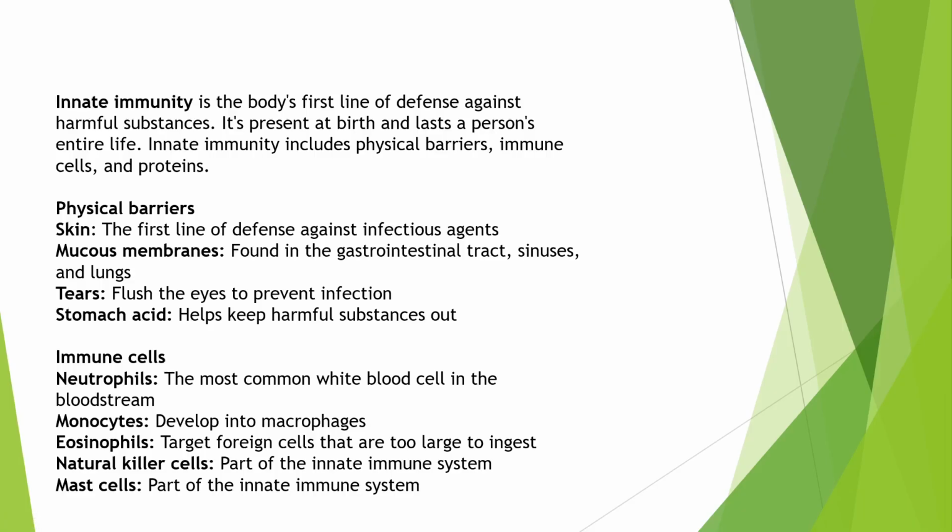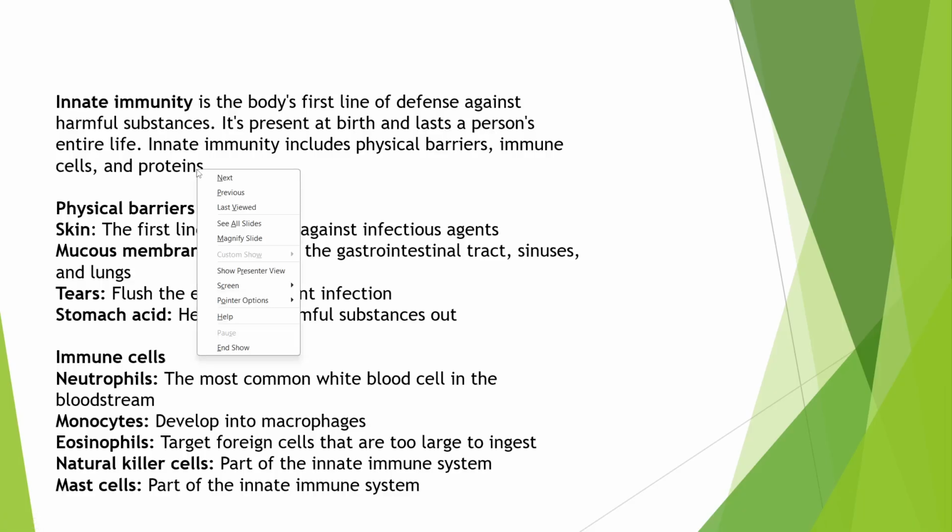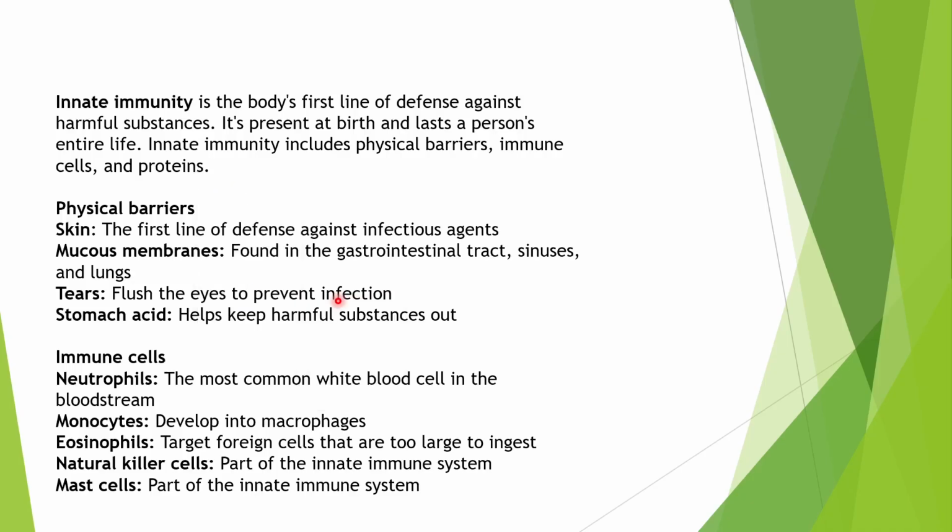So the next is innate immunity. It is the body's first line of defense against harmful substances. It is present at birth, it is native to the host, and it lasts the person's entire life. Innate immunity includes physical barriers, immune cells, and proteins. Physical barriers include skin, the first line of defense against infectious agents, mucous membrane found in the gastrointestinal tract, sinuses, and lungs, tears that flush the eyes to prevent infection, and stomach acid, which helps keep the harmful substances out.